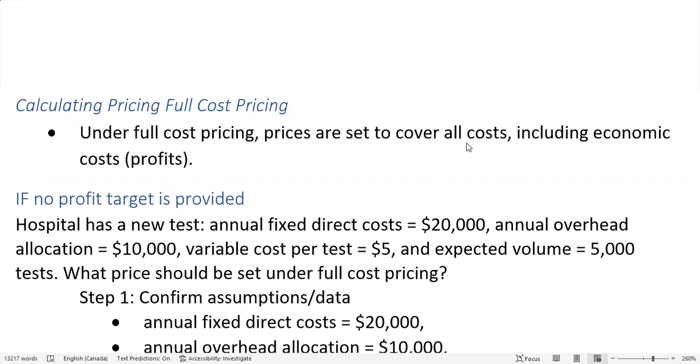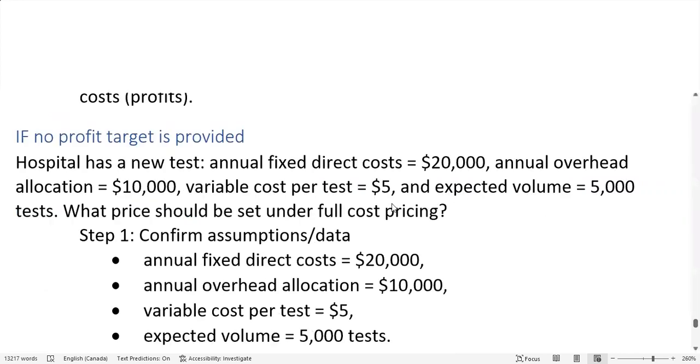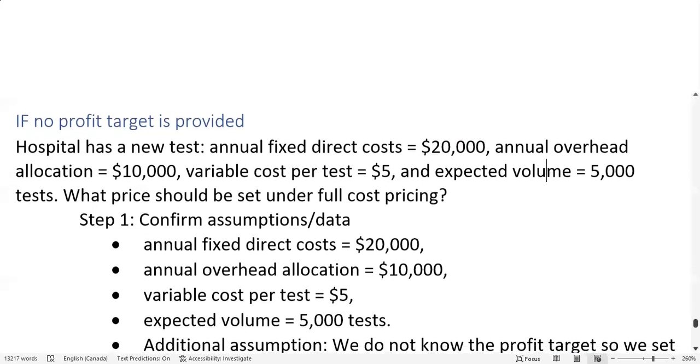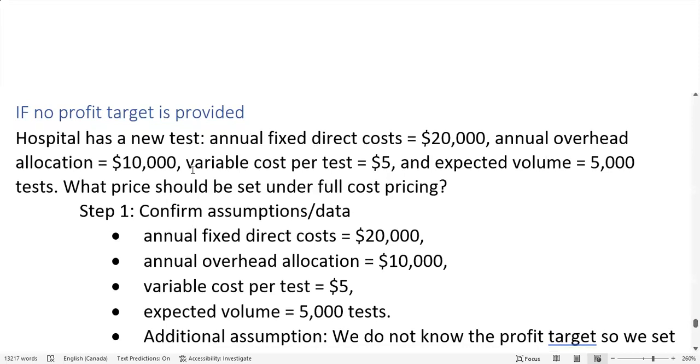So there are two scenarios that you can come across. One is when there is no profit target provided. We'll use one example and apply this to all the other scenarios here. Let's say there is a hospital with a new test. The hospital has an annual fixed direct cost of $30,000, an annual overhead allocation of about $10,000, a variable cost per test of about $5, and an expected volume of about 5,000 tests. So what price should be set under full cost pricing?